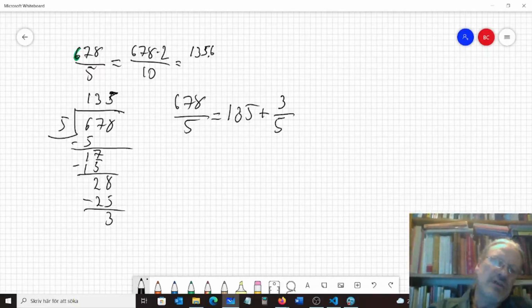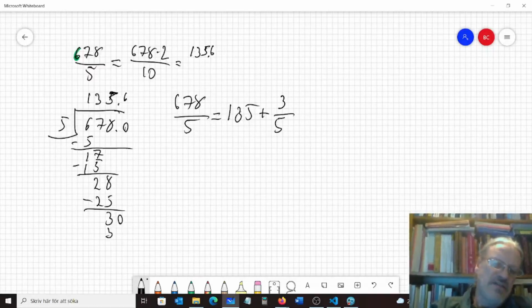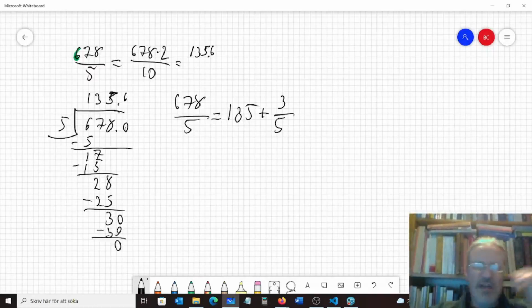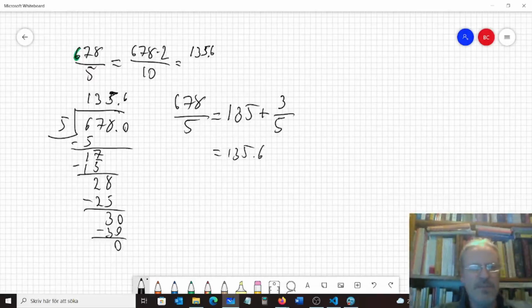We could continue this by putting a decimal point here and think about we change the crowns to tenths. So 30 tenths of a crown. 5 goes into that 6 times. 6 times 5 is 30, and we have nothing left. So this could also be written as 135.6. So that is long division. There are several ways to write this, but this is the way I will use here.